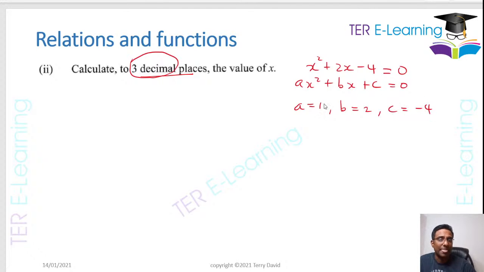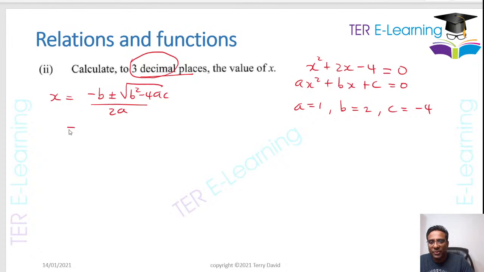That's what that means. Now, there is a formula to solve a quadratic, right? And the formula looks like this. And by the way, you are given this formula in the exam. So it's minus b plus or minus the square root of b squared minus 4ac all over 2a. That's the formula to solve a quadratic. And we know what a is, we know what b is, and we know what c is.